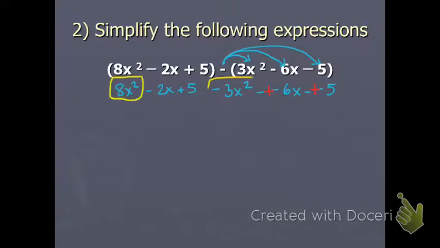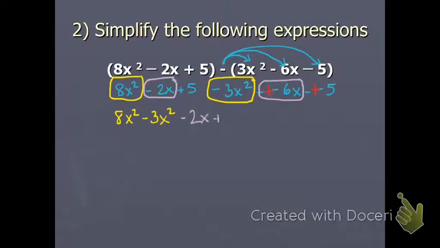As in the first example, now we are going to combine like terms, finding the largest exponent. So we have 8x squared, negative 3x squared, and I'm going to write those down. Then I'm going to do my negative 2x and my plus 6x, and I'm going to write those down. And then I'm going to do my plus 5 and my plus 5, and I'm going to write those down. And then I'm going to simplify this expression to get my answer.